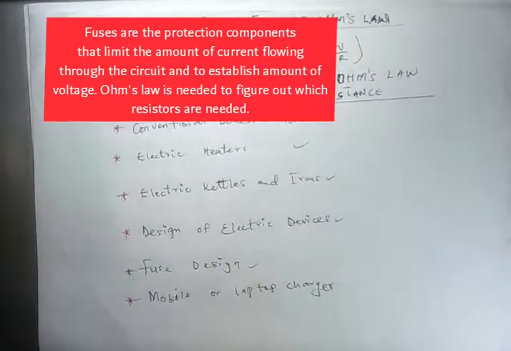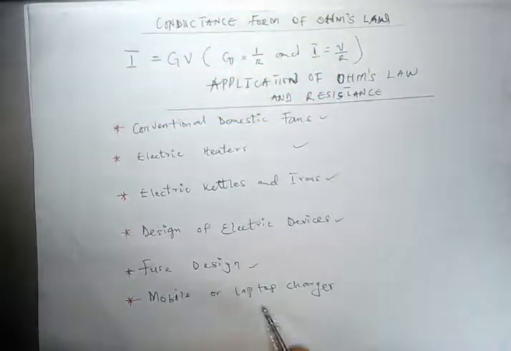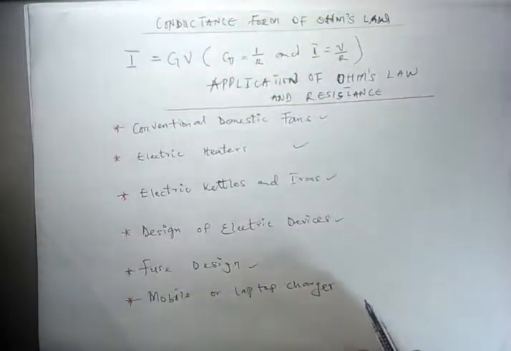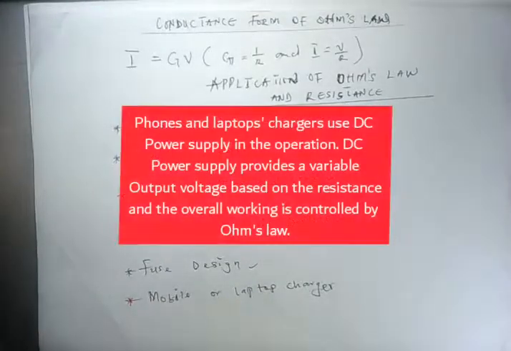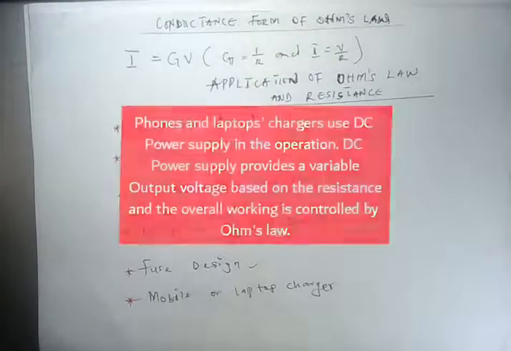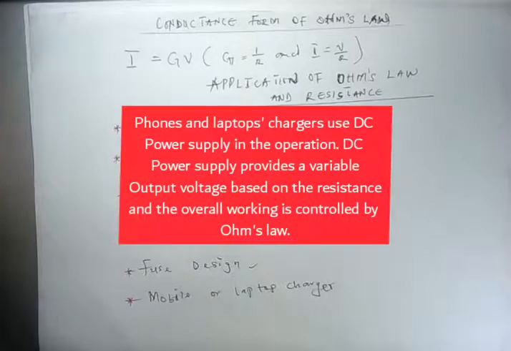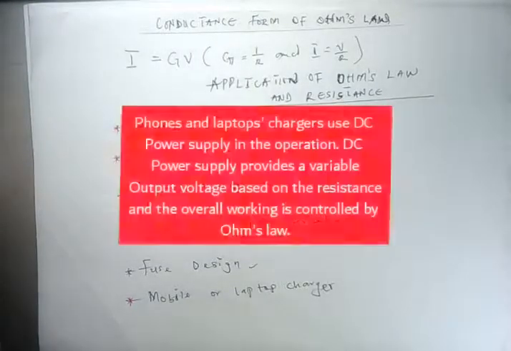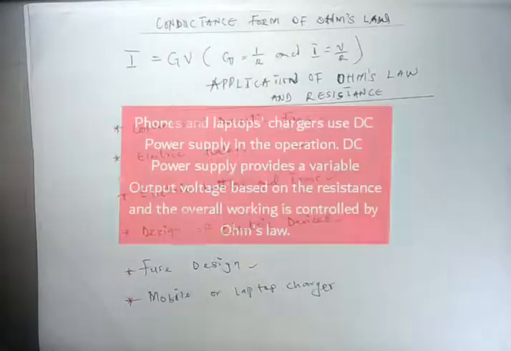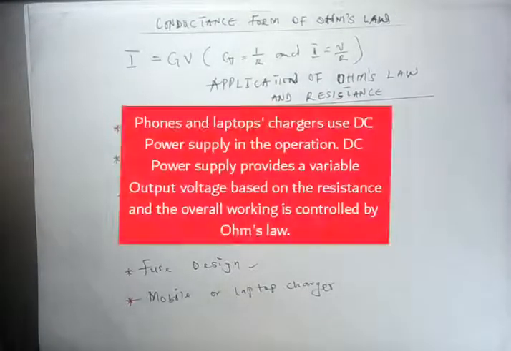The next one is our mobile and laptop chargers that we normally use in our everyday life. Mobile and laptop chargers use a DC power supply in their operation. The DC power supply provides a variable output voltage based on the resistance, and the overall working is also controlled by Ohm's law.